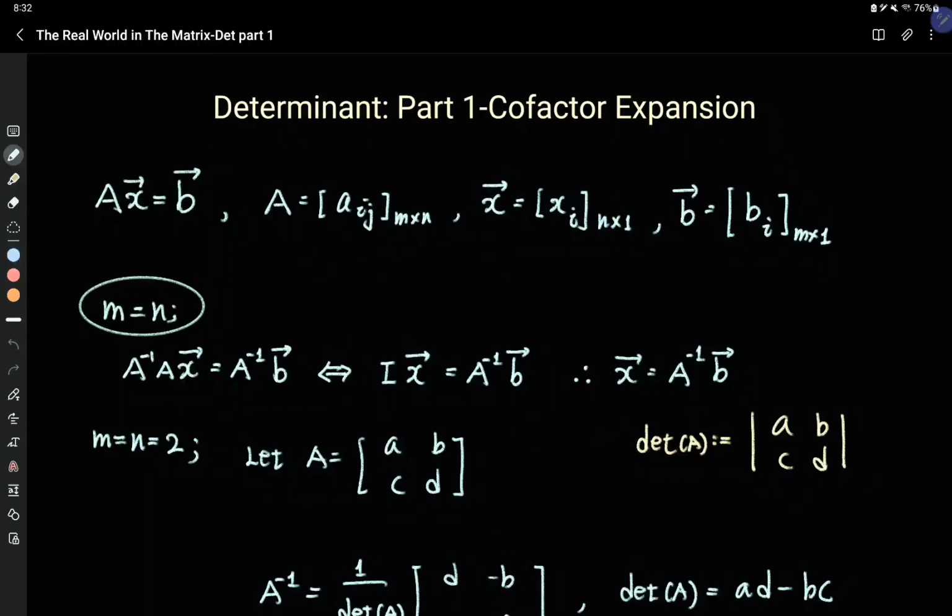Hello everyone. In this video, I'm going to go over determinant. Part 1, we'll see cofactor expansion. So let's consider the linear system AX equals B. A is an m by n matrix, x is the unknown column vector, and B is the given vector on the right hand side of the system.